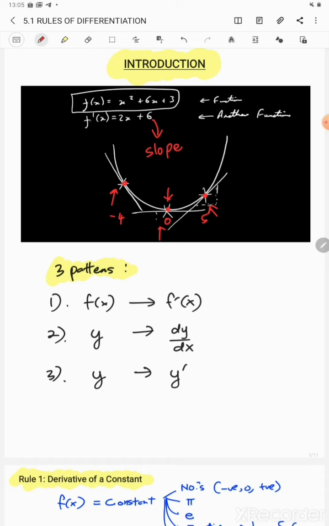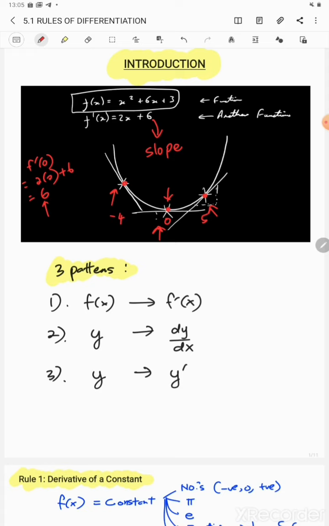For example, we have f prime x equal to 2x plus 6. When we substitute 0 into this function, let's try. We get 2 multiplied by 0 plus 6. So now we get 6. What we can conclude is that the slope at the point x equal to 0 is equal to 6. Just like this.